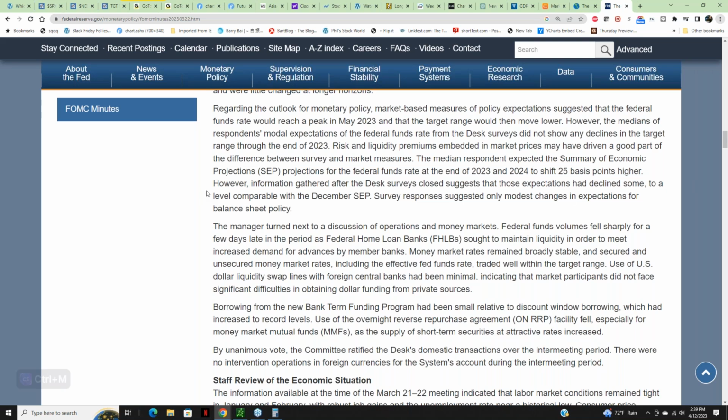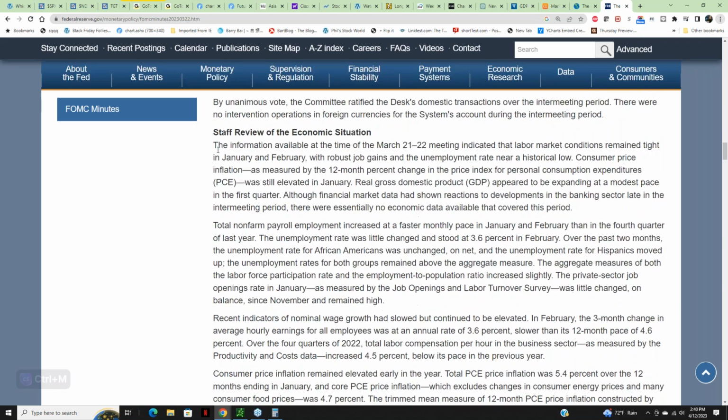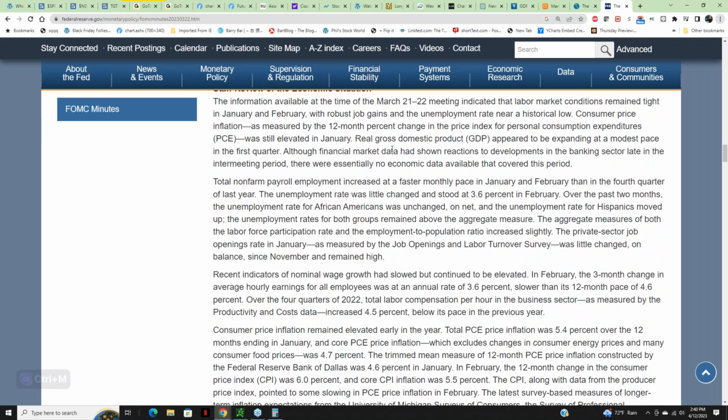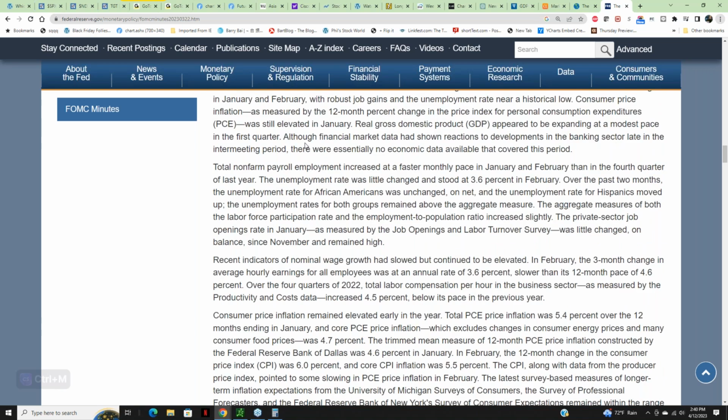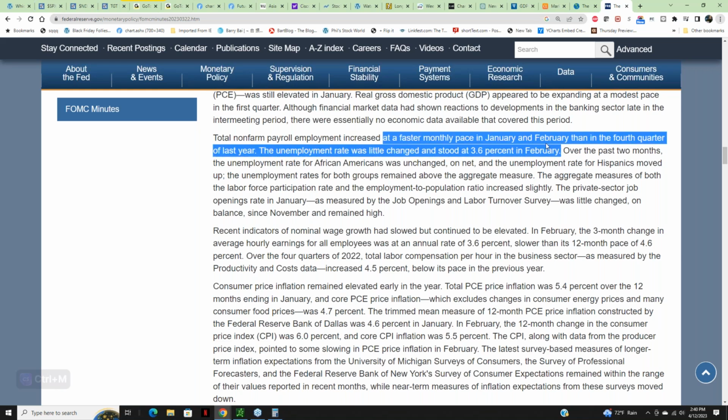Manager turn, next discussion of operations and markets, Fed funds volumes, so who cares about that? Economic situation. The information available at the time indicated labor market conditions remain tight and robust as measured by a 12-month thing. Financial market data showed reactions to the developing sector. There was essentially no economic data that covered the period. Nonfarm payrolls increased at a faster monthly pace than in the fourth quarter.